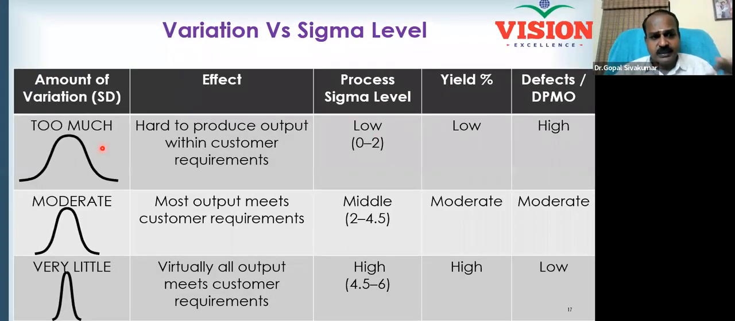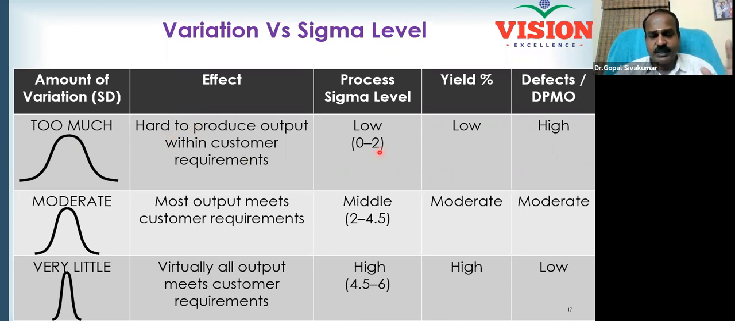Yeah. So, if the amount of variation is too high, that will reflect in the shape of your process data. See here, it looks like an elephant, like the head of the elephant. That is, it is wider. When the normal distribution curve is wider, you can understand that under such a situation it is hard to produce output within customer requirement. Your sigma levels will be low, maybe 0 to 2.